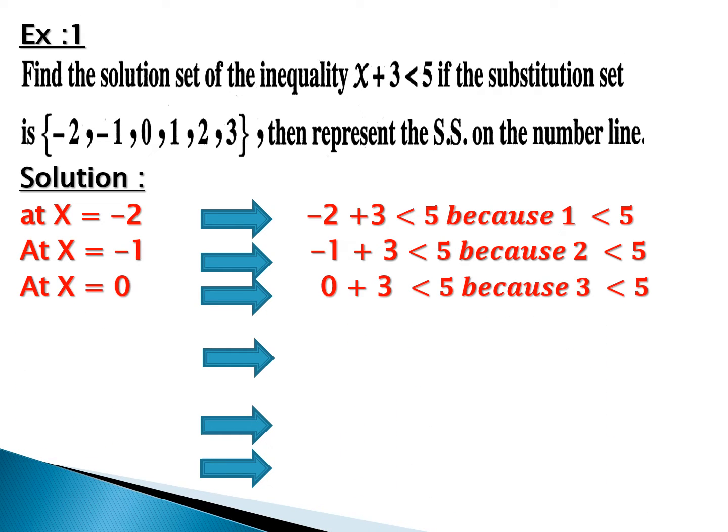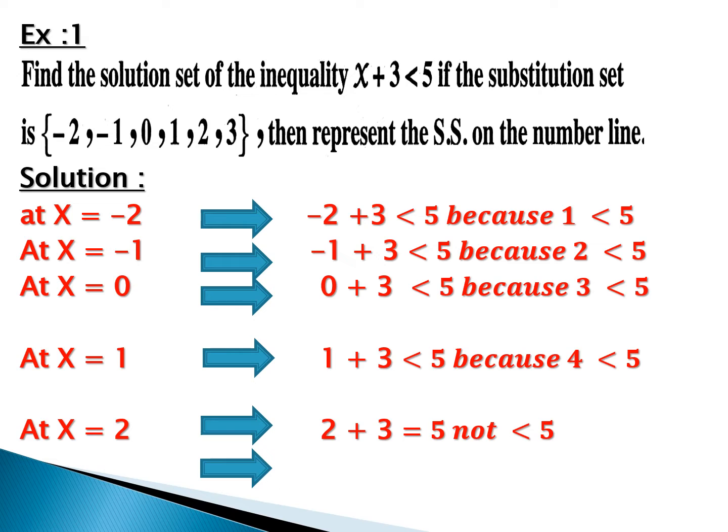At x = 0, we have 0 + 3 less than 5, so 0 satisfies the inequality. At x = 1, 1 + 3 = 4, less than 5, so 1 also satisfies the inequality.